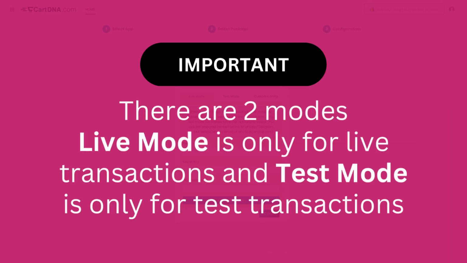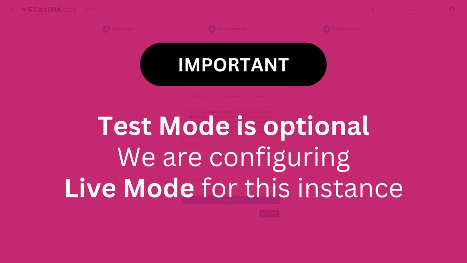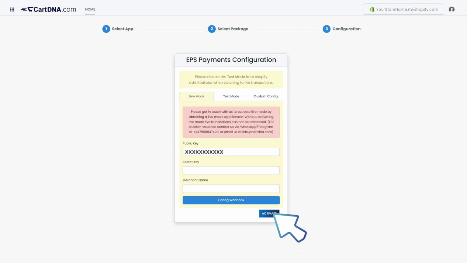Important: there are two modes. Live mode is only for live transactions and test mode is only for test transactions. Test mode is optional. We are configuring live mode for this instance. Enter the credentials that you extracted from the Stripe account and click on Activate.